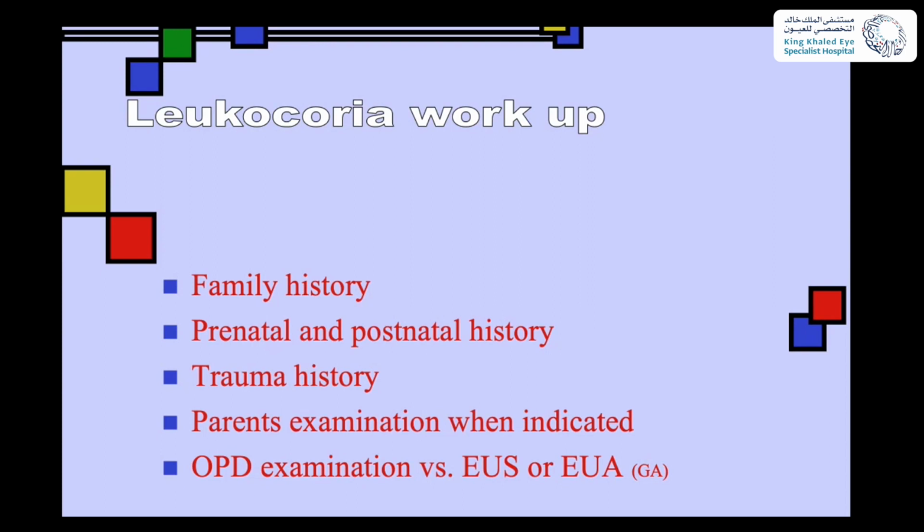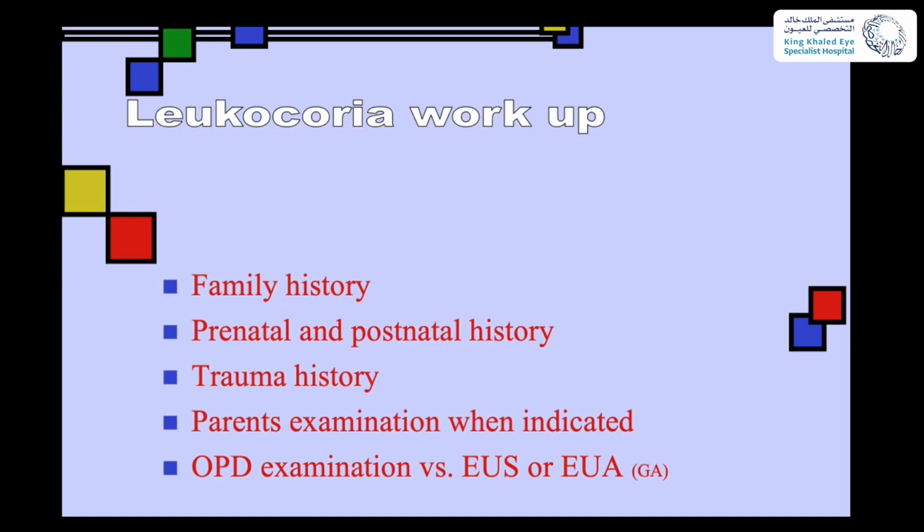Sometimes you have to have good clinical sense and a good way of thinking, because the family sometimes think this is due to trauma, but in reality it's not a trauma case. We sometimes need to examine the parents. Maybe the parents have a history of retinoblastoma, a history of congenital cataract, or a history of familial dysplasia or something like that.